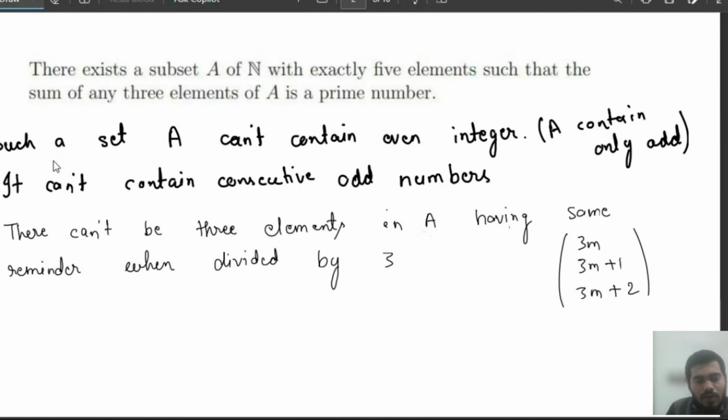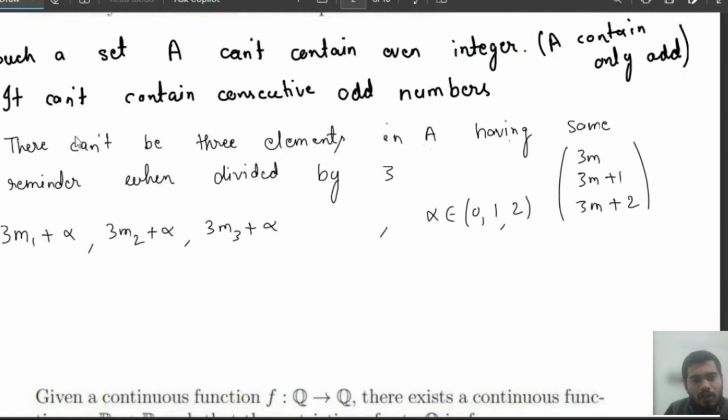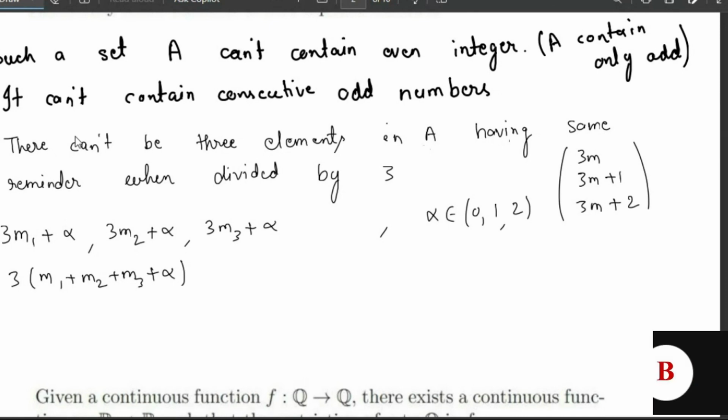So you can't have numbers of the kind 3m1 plus alpha, 3m2 plus alpha, 3m3 plus alpha, where alpha belongs to 0, 1, 2. Why? Because if you add them, you will get 3 times m1 plus m2 plus m3 plus alpha, which is divisible by 3 and hence can't be prime. Is it clear till now? Yes, sir. So there can't be 3 elements in A having the same remainder when divided by 3.